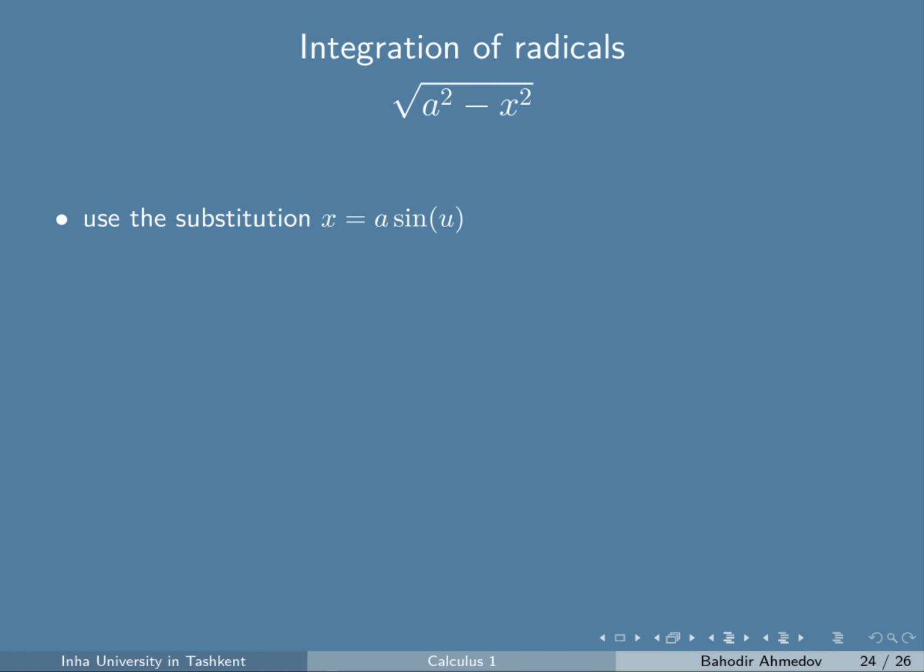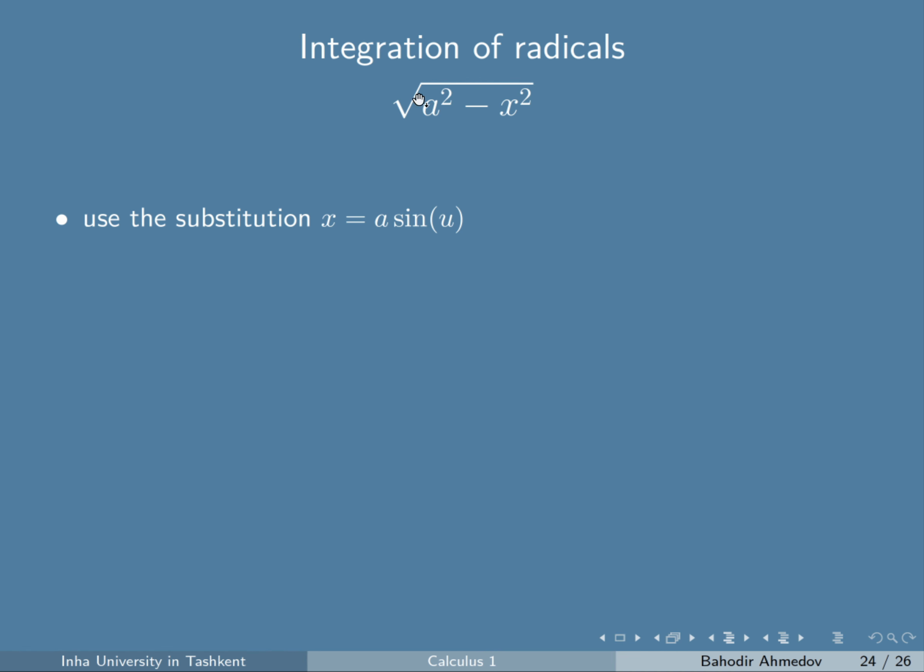So the last topic, the last integration technique which we're going to discuss at the end, is the integration of radicals. Basically, if we're given some function inside a square root, in order to integrate this, we need to get rid of the square root, right? So we need to introduce a substitution which will help us to eliminate the square root.